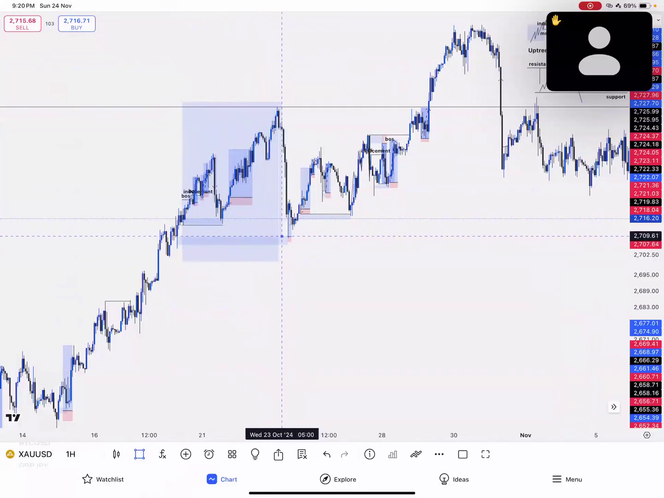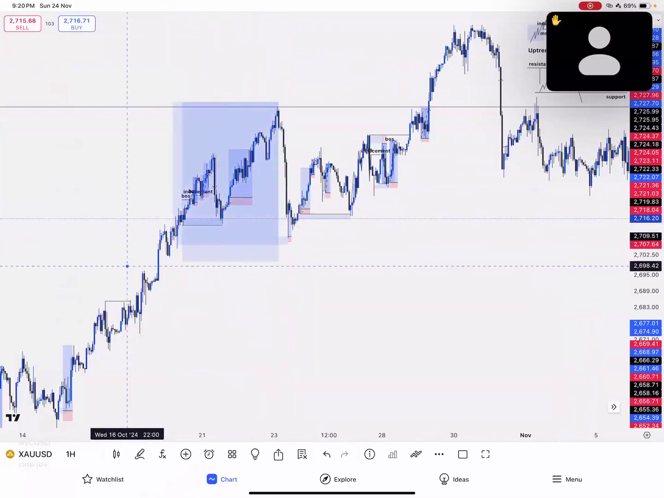What you're calling a structure shift is the market coming to trigger this other block here, and you're calling it a structural shift. I'm not focusing on that. Like, I'm trying to show you something. Gold is making a series of higher highs and higher lows.